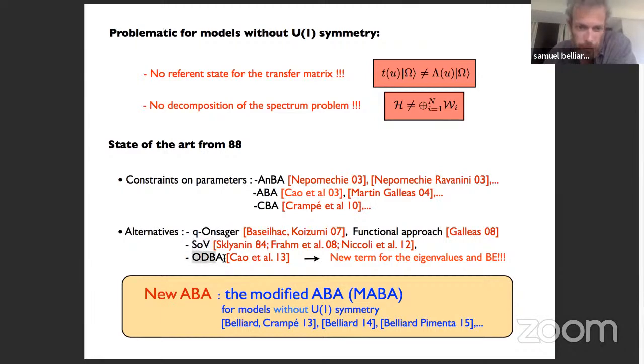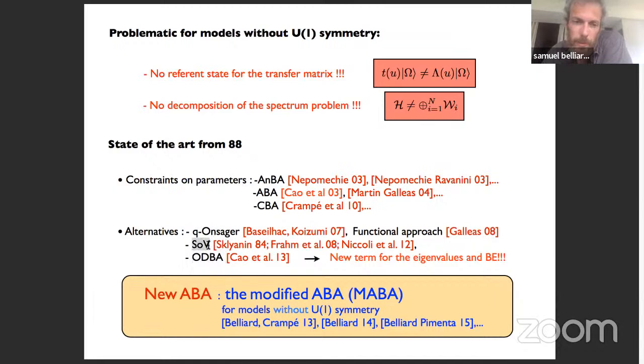And what was the revolution in terms of thinking about the Bethe equation and the eigenvalue? It was what was done by this Chinese group, Cao and collaborators, who added a new term to the eigenvalue and the Bethe equation. This new term balances the problem and allows fixing all the asymptotics for this analytical version of the off-diagonal Bethe Ansatz.